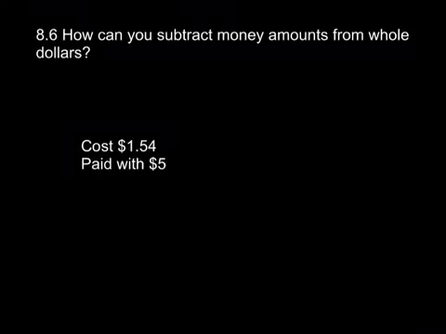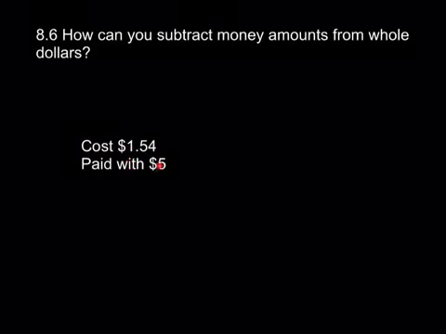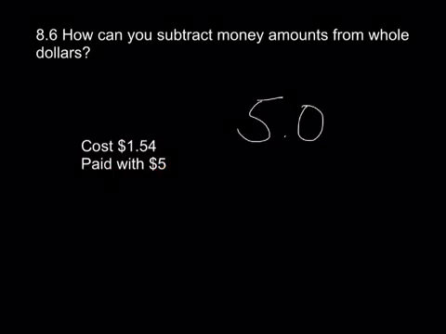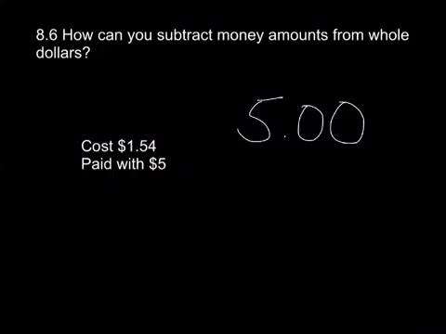Okay, so here we have an example. Something cost $1.54 and it was paid for with a $5 bill. So how can we do this? Well, it's just like subtracting decimals. But instead of writing the 5 like this, I'm going to write it as a decimal, 5.00. And remember from last night's lesson, I can do that. These zeros are simply placeholders, aren't they? So it's 5 ones, 0 tenths, and 0 hundredths.